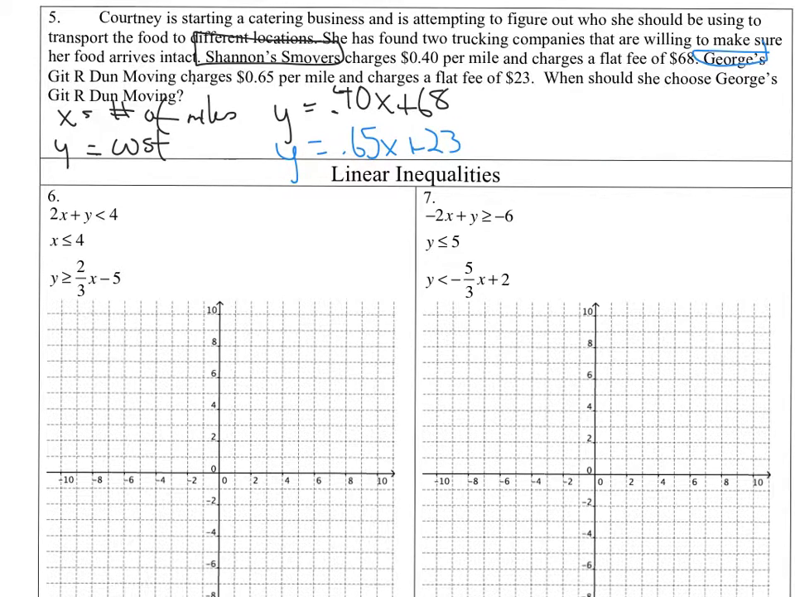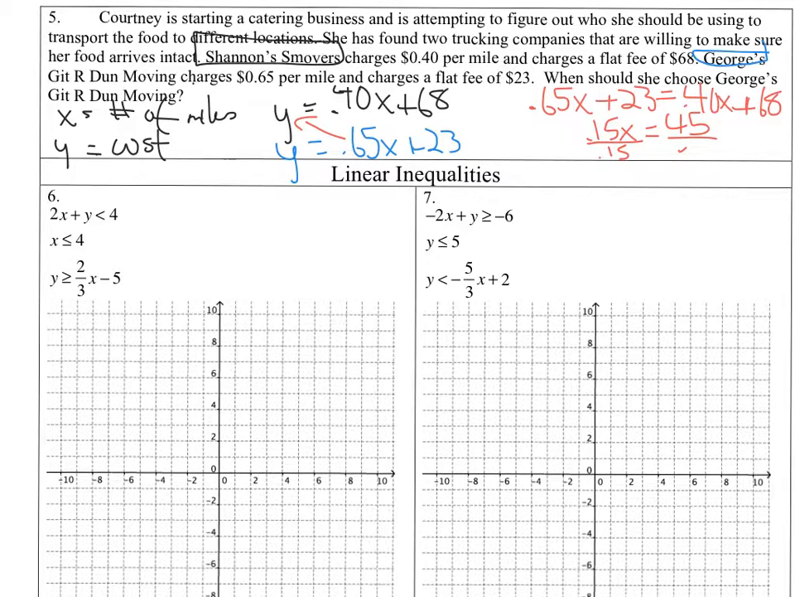I'm going to set those equal to each other. So I'm going to substitute into the top equation for my y. I'm going to put that right up there. So I'm going to have 0.65x plus 23 equals 0.40x plus 68. And then I'm going to solve. So I'll have 0.25x equals 23 subtracted from 68 is 45. And then I can divide by 0.25.